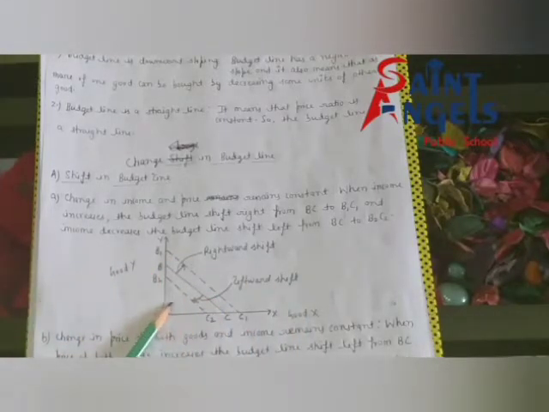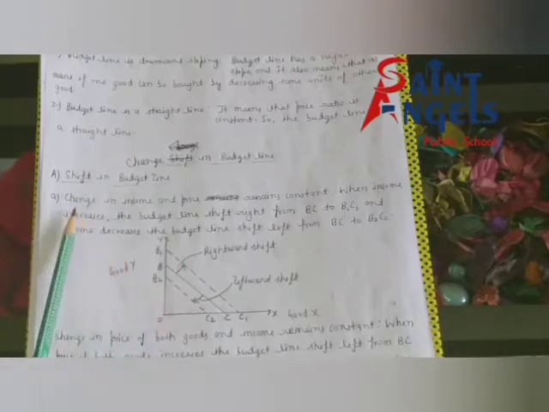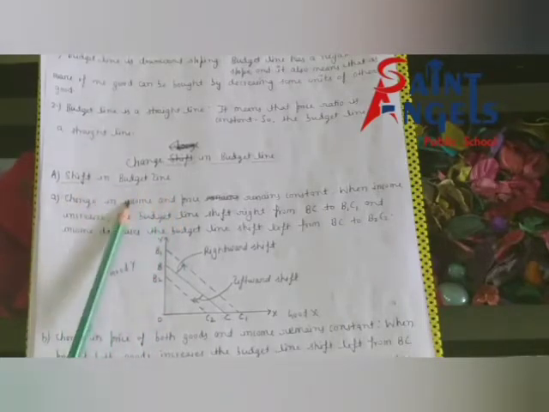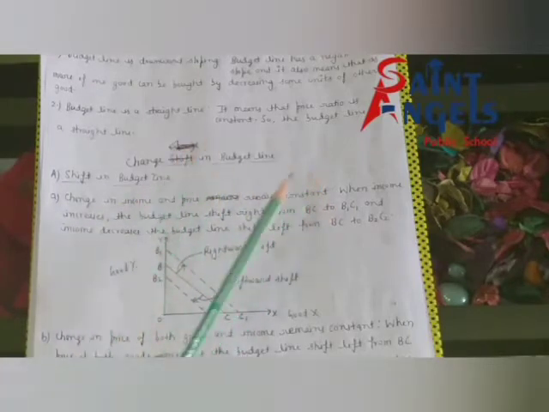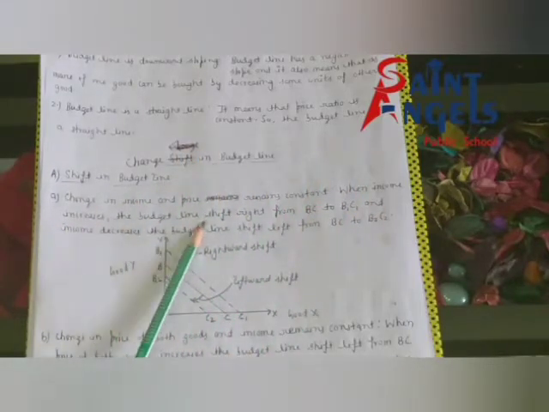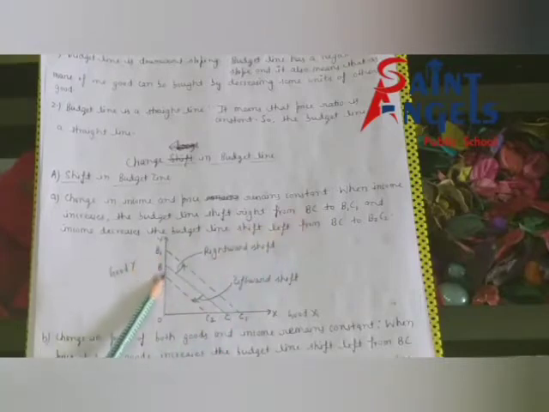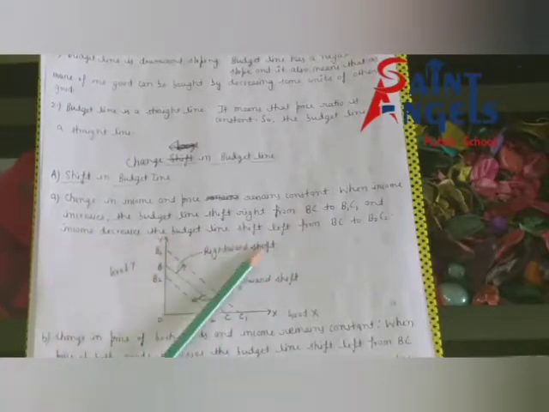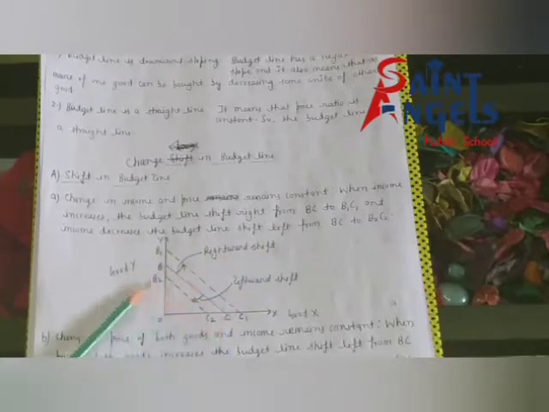I hope all of you have understood change in income. This is the first case of shift in budget line: change in income while price remains constant. When income increases, the budget line shifts right from BC to B1C1, and when income decreases, the budget line shifts left from BC to B2C2.